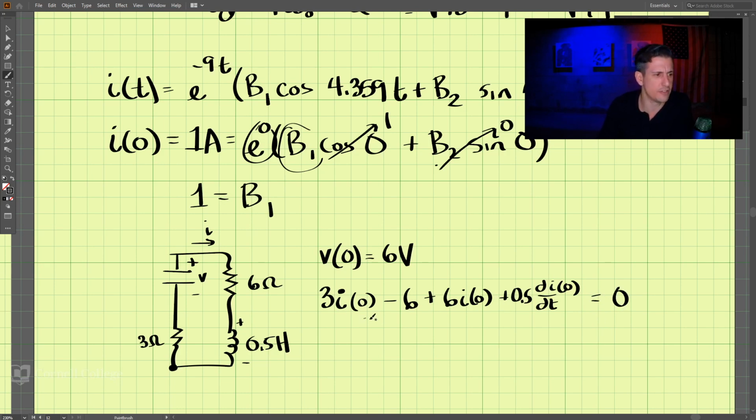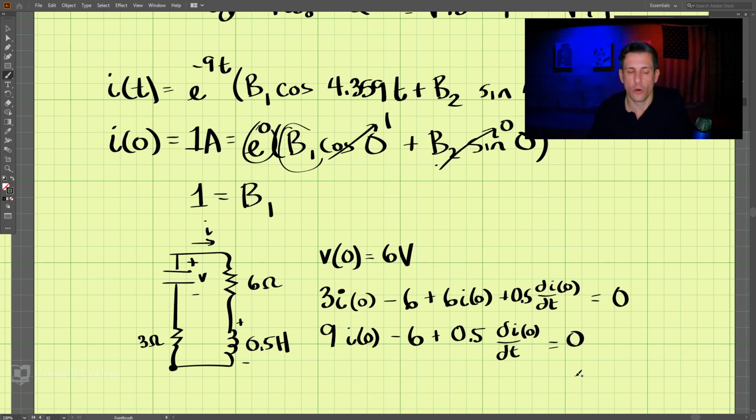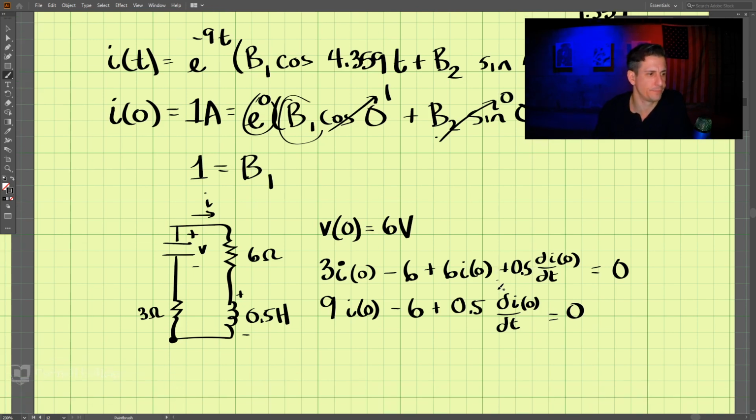Okay, we can combine these two terms. And that is equal to 9i(0) minus 6 plus 0.5 di/dt at 0. Now we can move this to the other side.